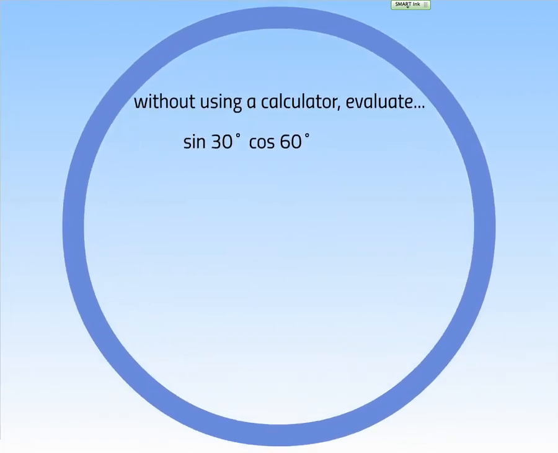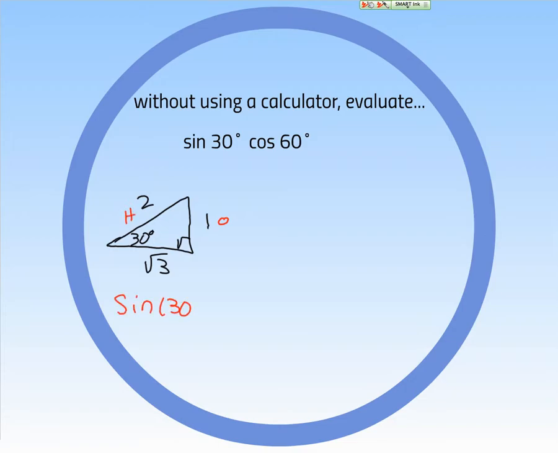So without using a calculator, evaluate the sine of 30 degrees and the cosine of 60 degrees. There's two ways to do it. I'm going to start with the long way, and then I'm sure some of you guys have already figured out the short way. If I keep in mind those special right triangles, if I've got 30 degrees, then I've got 1, 2, and square root 3. So without using a calculator, I know that sine is opposite over hypotenuse, so the sine of 30 degrees equals 1/2.